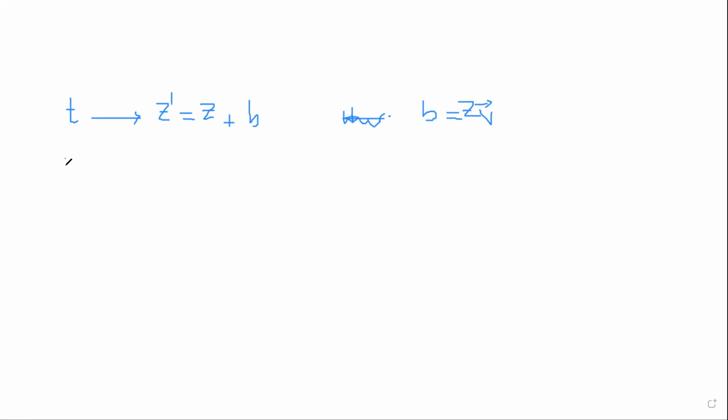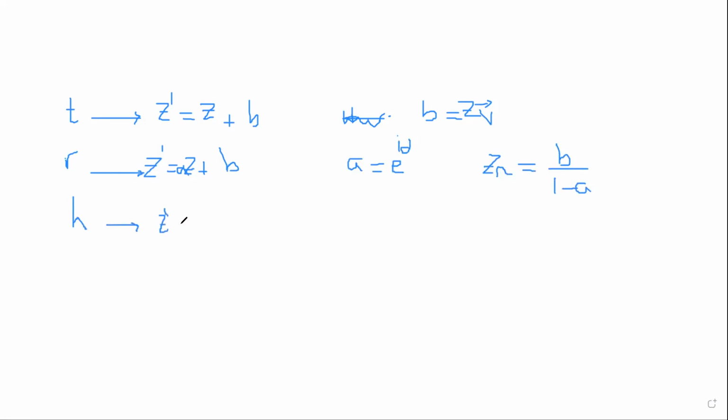In case of a rotation, Z prime equals AZ plus B, where A equals e to the i alpha, where alpha is the angle of rotation, and Z of the center omega equals B over 1 minus A. And in case of a dilation H, Z prime equals KZ plus B.